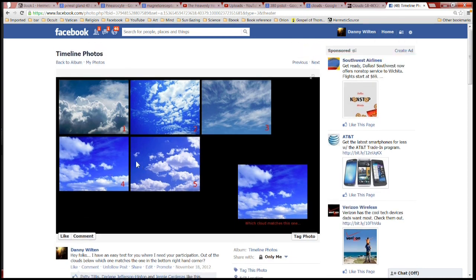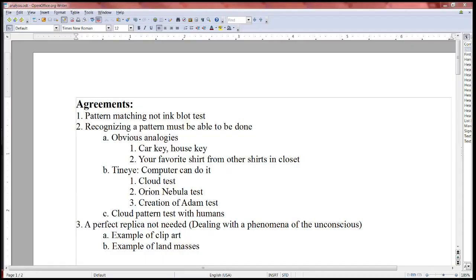Now I know this is a lot to go through for some of you, but for others of you who need to see that people can actually do this kind of thing and compare a cloud to a cloud, for the skeptics, this is actually important. It basically solidifies the fact that somebody is able to take a set of clouds and compare and decide which one matches.